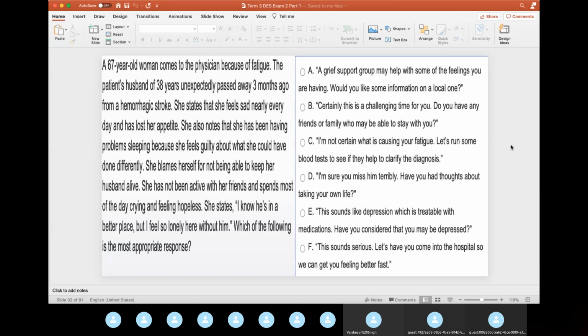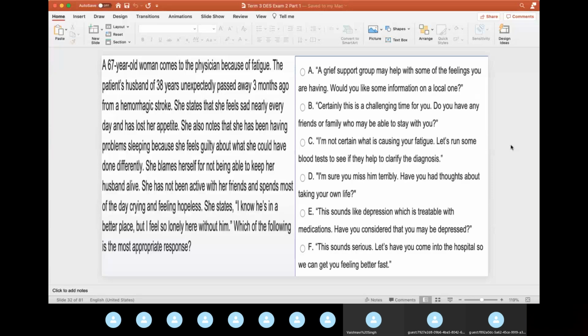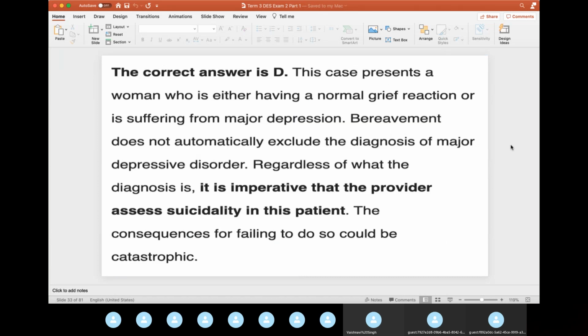Actually, the answer is D. What's D? I'm sure you miss him terribly. Have you had thoughts about taking your own life? Because, as someone said, this presents a woman who is either having a normal grief reaction or suffering from major depression. Regardless of your diagnosis, it is imperative for you as the physician to assess suicidal ideation in this patient. The consequences for failing to do so could be catastrophic, okay?